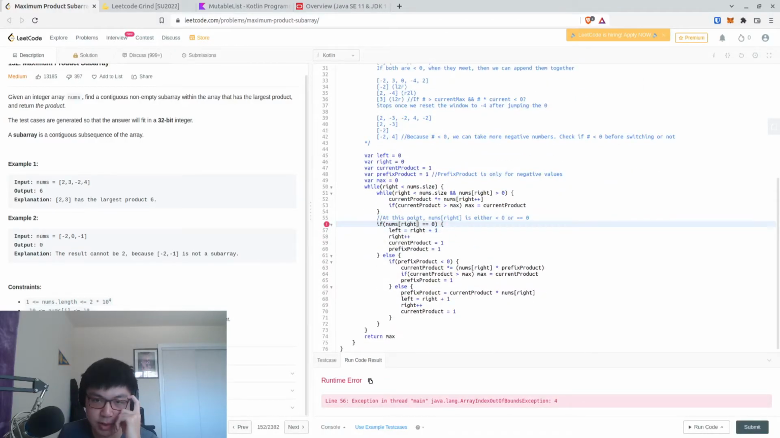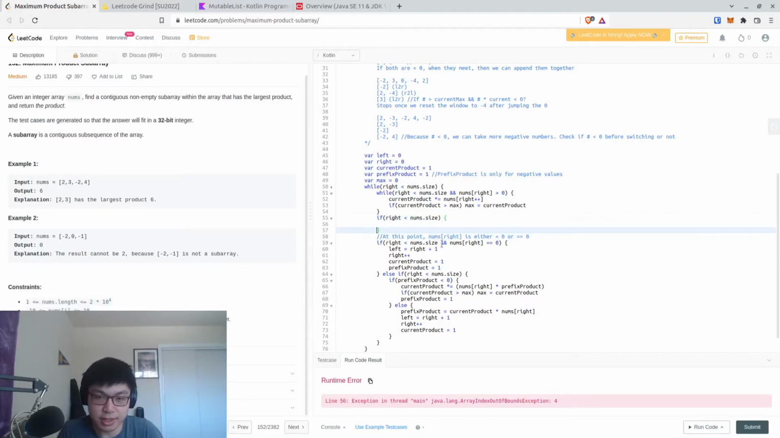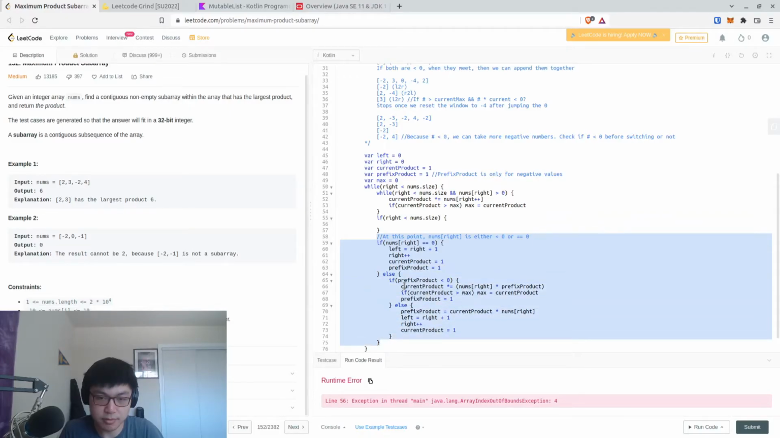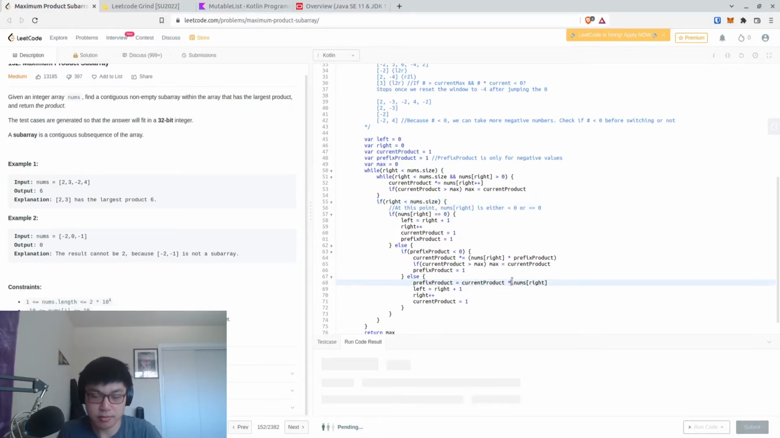Looks like we had an out of bounds exception. If right is less than nums.size, actually we can do if right is less than nums.size, and then we move this in here. I think that should work.